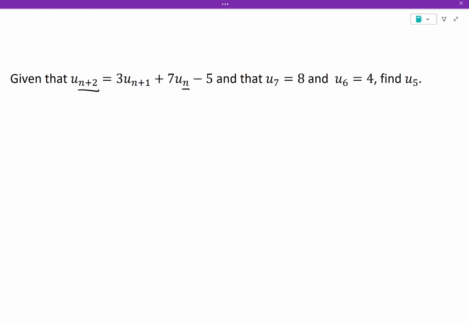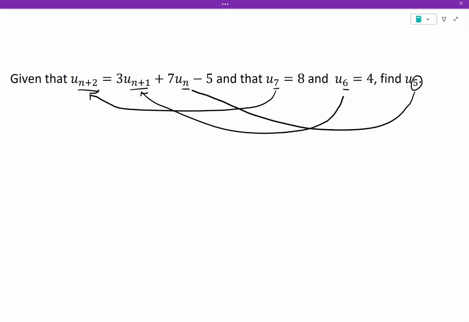So we're given u7 and u6, so consecutive terms. And then we need to use our recurrence relation to find the term before both of them, which is u5. Okay, so the un plus 2, that's our highest subscript, so that should be the 7. And then the n plus 1, which is 1 less, okay, that is going to be the 6. And then therefore the 5 is going to be our un in this case.